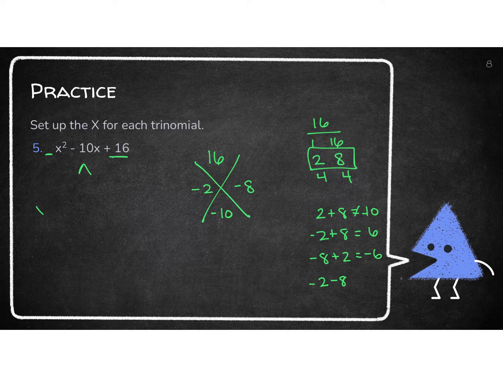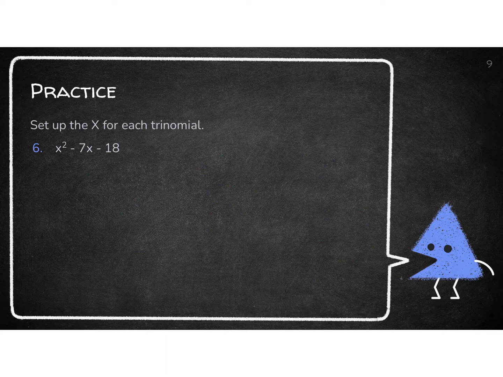So split these up. I have x squared minus 2x minus 8x plus 16. The negatives give everyone the most troubles, okay? So if you are stuck on the negatives, come up and chat with me and let me help you out.